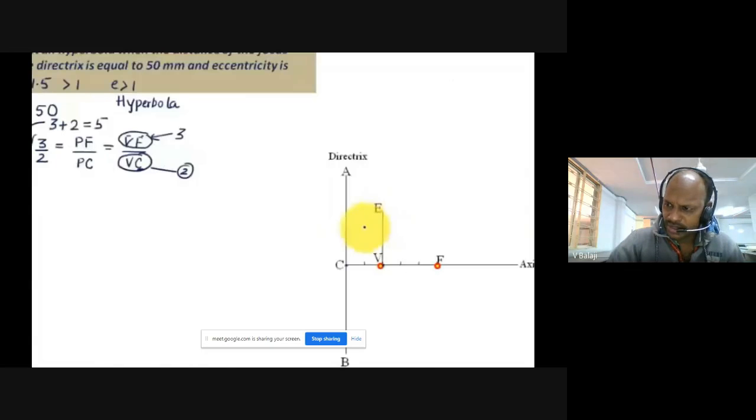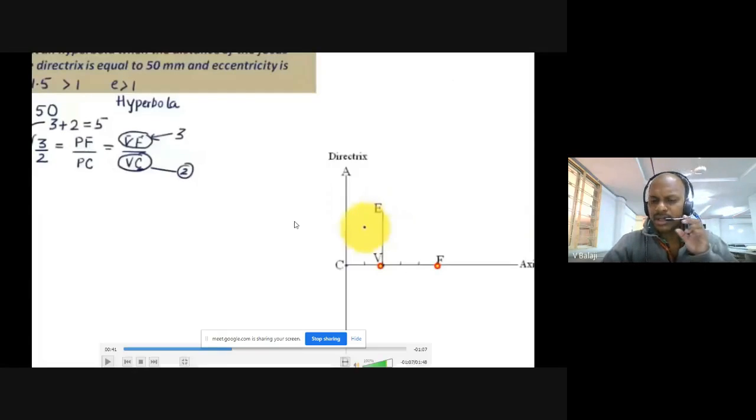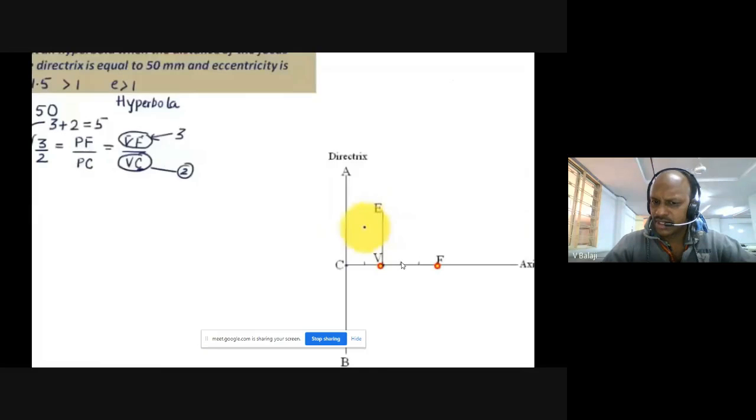Identify the numerator in a given problem. After leaving 3 parts you locate the vertex. Automatically the remaining 2 parts will be on the left-hand side of the vertex, and VF is equal to VE, as usual. Now you have to observe something here. Earlier VF was only 20 mm, so VE was also 20 mm, but here VF is equal to 30 mm, and VE is also 30 mm. So from ellipse to hyperbola, the VF distance is increasing.